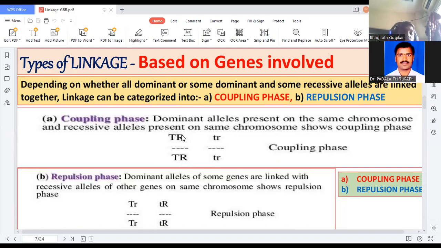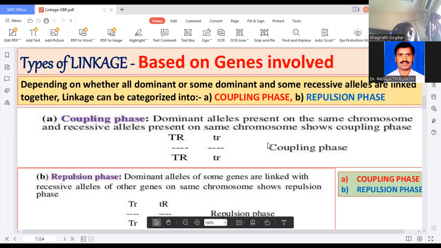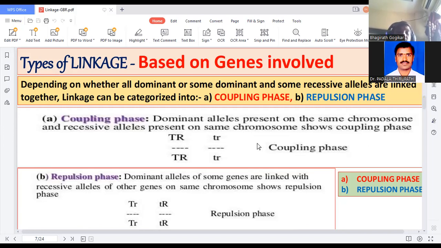Coupling phase లో ఏం జరుగుతుందంటే టూ డామినెంట్ జీన్స్ అనేటివి ఒక పేరెంట్ నుంచే తీసుకురాబడతాయి గ్యామెట్ లోకి. So the two dominant alleles present on the same chromosome, and recessive alleles also present on the same chromosome, show coupling phase. So coupling phase is also, we can say, cis phase అంటారు దీన్ని. Cis phase means, you studied in chemistry the cis-butane, trans-butane.